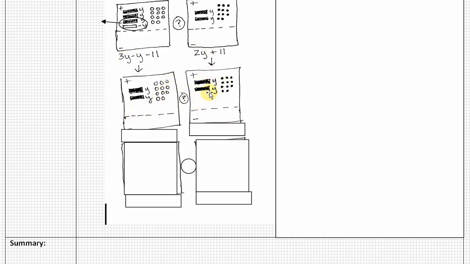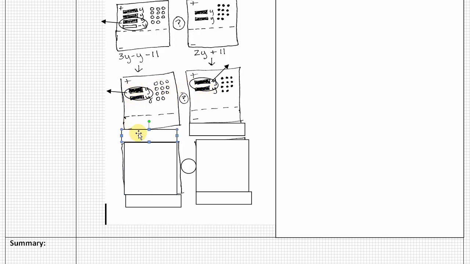Now we're ready to take a look and say, well, what do they have in common that I could get rid of? Because if I take the same thing from both sides, I'm still keeping the expressions balanced and therefore able to compare them. And on each side I see 2y, a positive 2y. So they're identical and they're equal. So it would still keep our expression balanced to remove those 2 tiles. So let's go ahead and do that. So we're going to remove those.